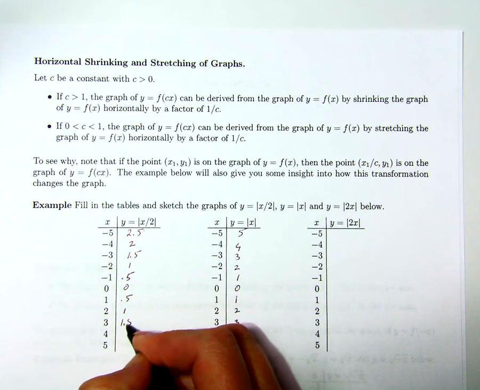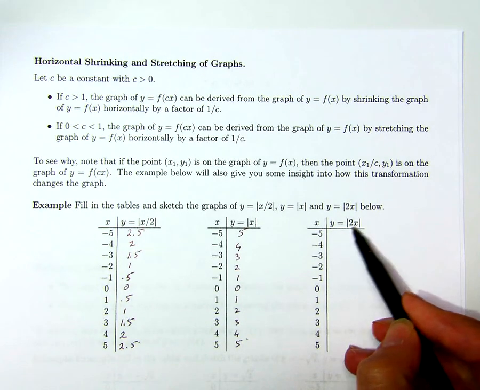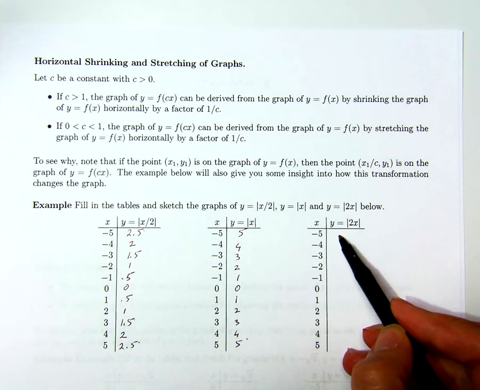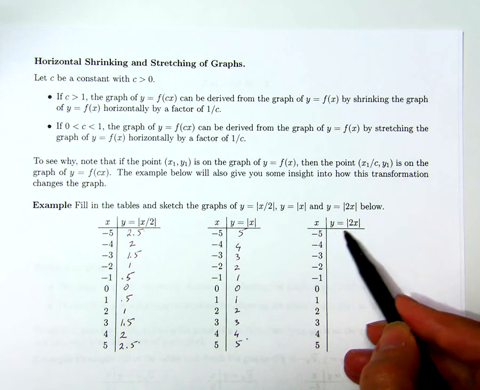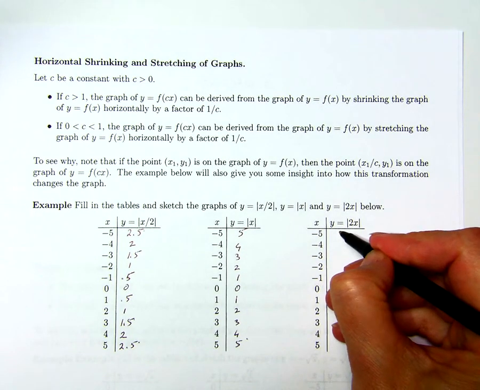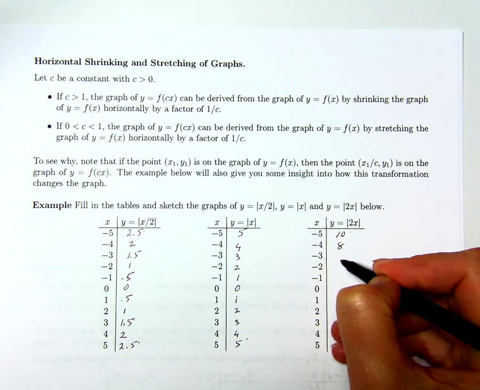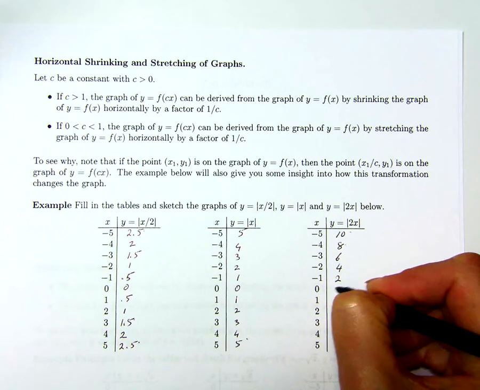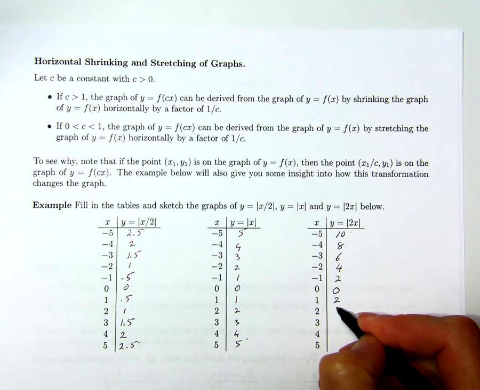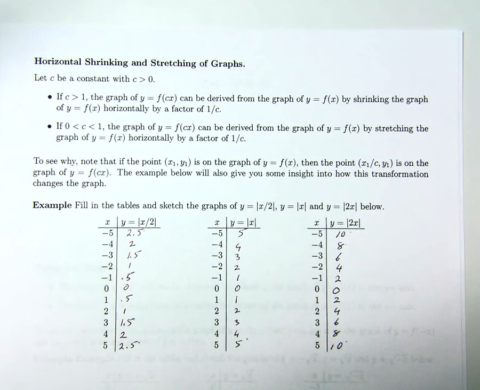1, 1.5, 2, 2.5. And if we take y equals the absolute value of 2x, then for any given x on the graph, it multiplies the absolute value by 2. So this is 10, 8, 6, 4, 2, 0, 2, 4, 6, 8, and 10. And now let's sketch these graphs.